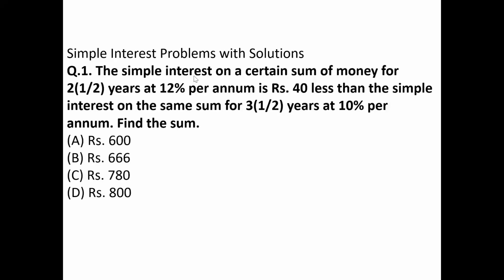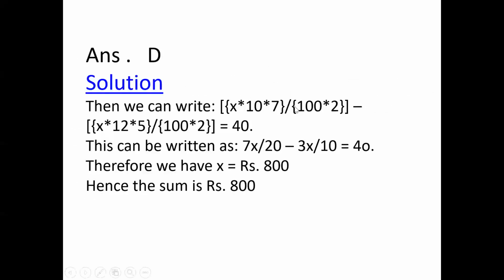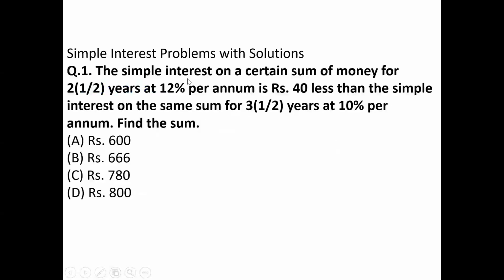Let's check why we have written x into 10 into 7. It is because it is given the simple interest for 2 and a half years at 12% per annum.